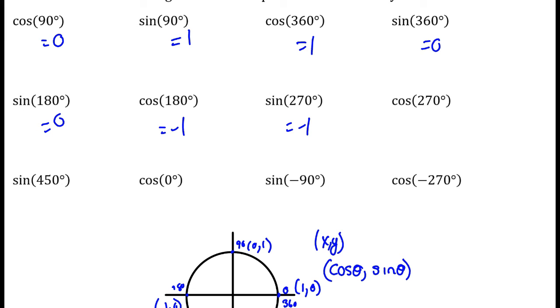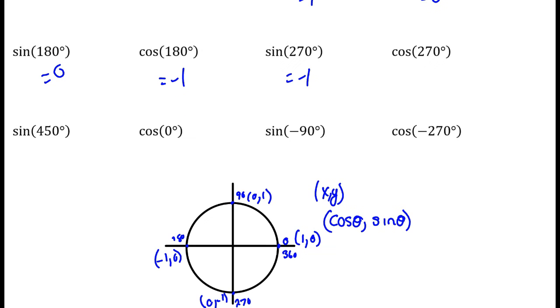And the cosine of 270, well, cosine is the x value, which is 0. The sine of 450. Well, 450 means I have to spin around the circle more than once. So what's coterminal with 450? Let's subtract 360 from that. That gives me 90 degrees. So what's the sine of 90? The sine of 90 is 1. So the sine of 450 is also 1.